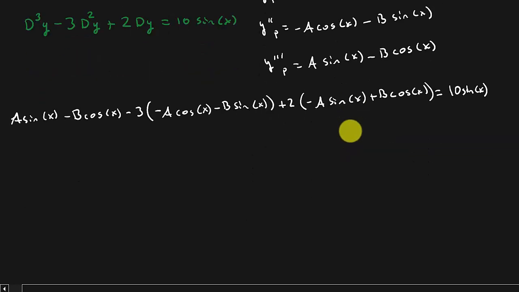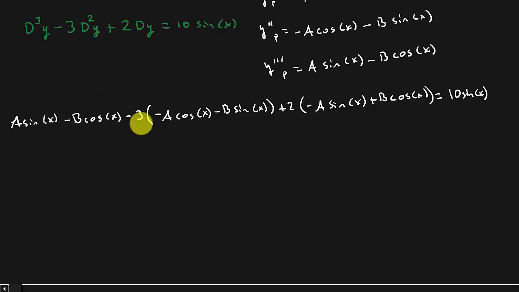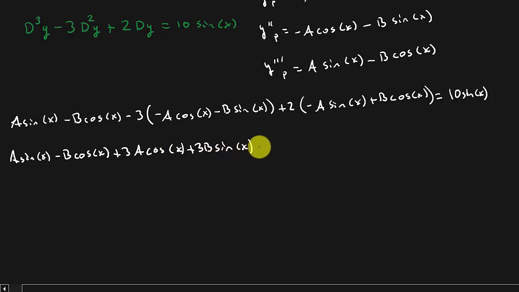Now I got it all on there. All right, so now we're just going to have to distribute the parentheses. Hopefully I won't make a stupid mistake. Let's see, a sine x minus b cosine x plus 3a cosine x plus 3b sine x minus 2a sine x plus 2b cosine x equals 10 sine x. And we're going to need to combine like terms.